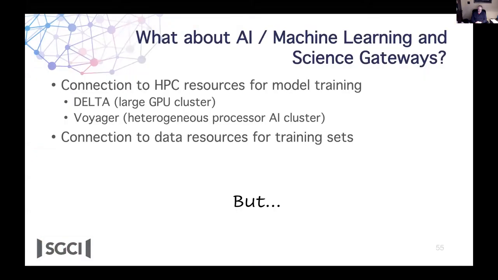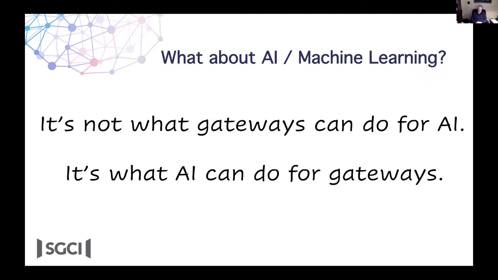I'll get to why that's important in a minute now, but I want to start by taking a slight digression, saying I get asked a lot about what's the role of science gateways with AI and machine learning. And the easy answer is, well, they connect to the right kind of HPC resources and data sources that make AI training models fast and all that. But what I'd really like to say is that we shouldn't be thinking about what gateways can do for AI. We should be thinking about what AI can do for gateways.